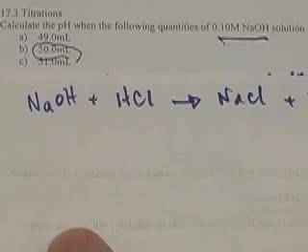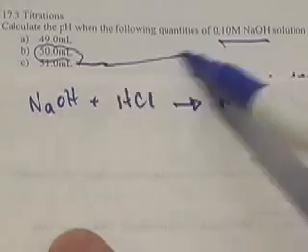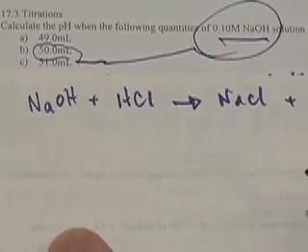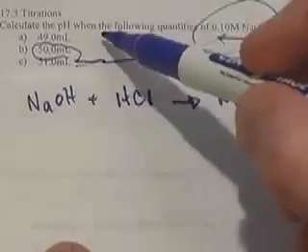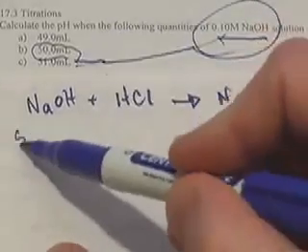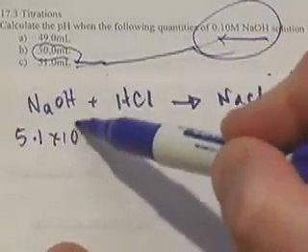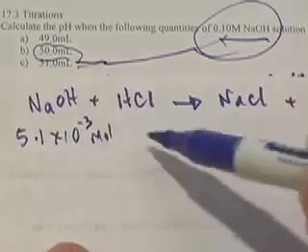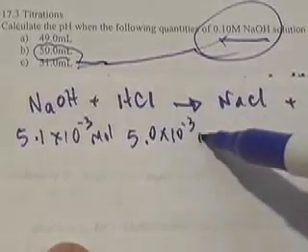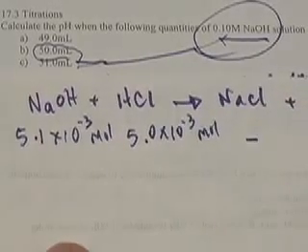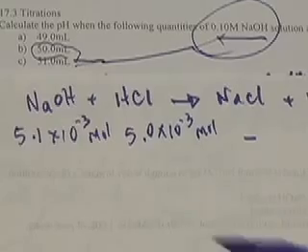So let's look at the last situation now, when we have 51 milliliters of NaOH added to the solution. The first step, of course, is to find the number of moles. If we find the number of moles of this, we find out that we have 5.1 times 10 to the negative third moles of this. And if you look back, we had 5.0 times 10 to the negative third moles of HCl, and none of the products, NaCl or water.